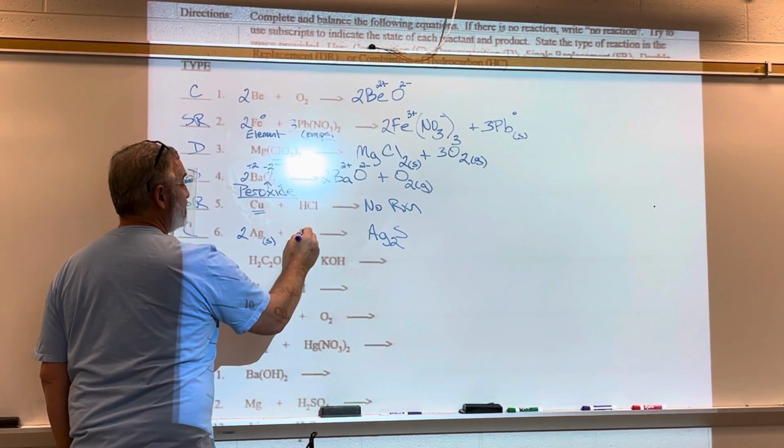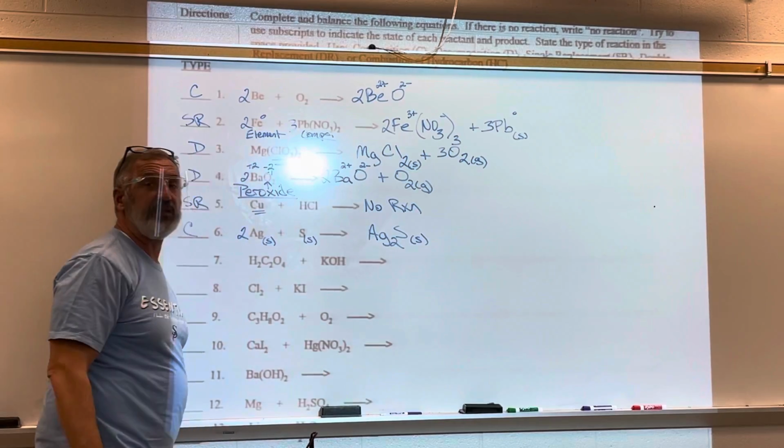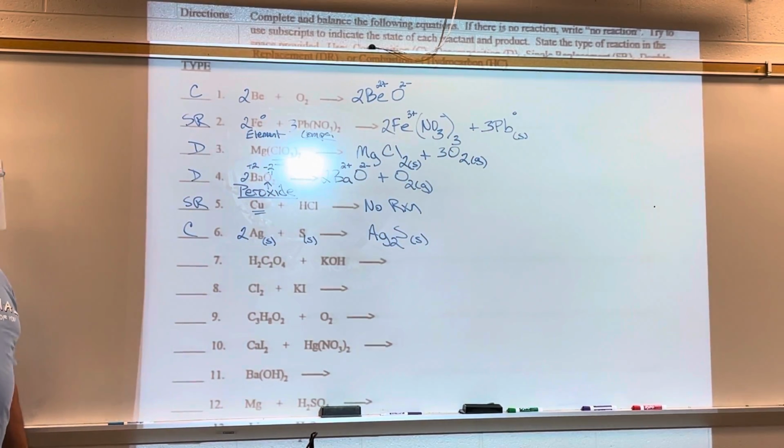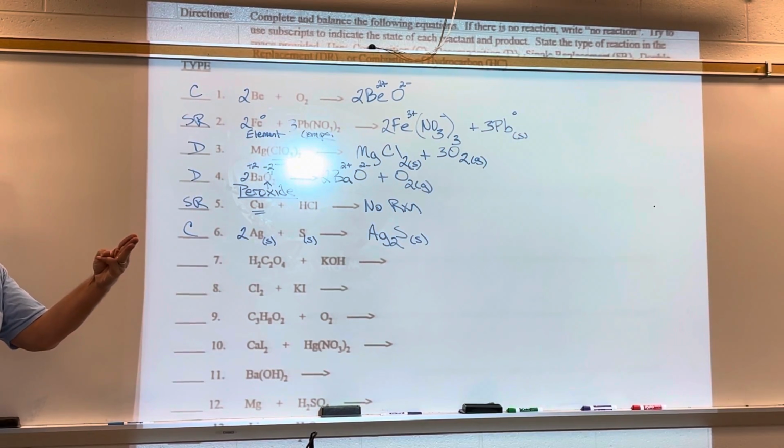Silver is a solid, sulfur is a solid. This is an ionic compound, so it too would be a solid. Ionic compounds, covalent network, and metallic are always solids if there's no mention of water.